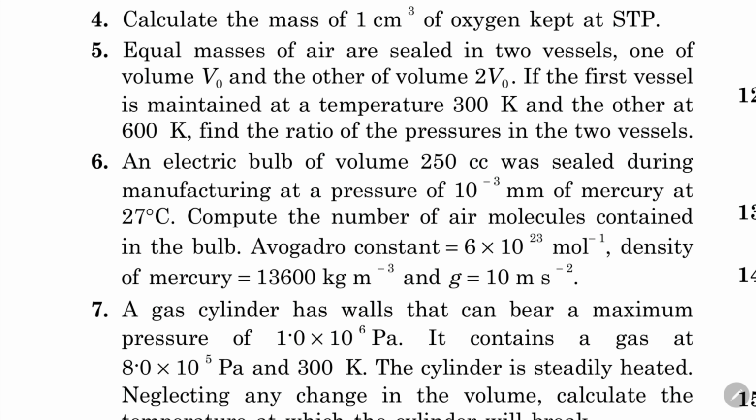In the sixth question, there is an electric bulb of volume 250 cc. It was sealed during manufacturing at a pressure of 10 to the power minus 3 mm of mercury at 27 degrees Celsius. We need to compute the number of air molecules contained in the bulb. Avogadro constant is given and density is also given.